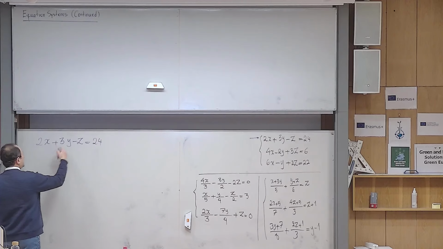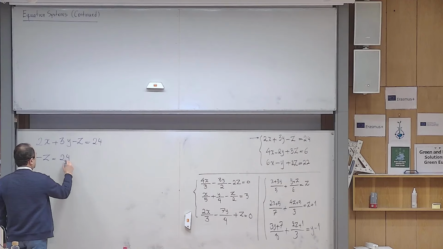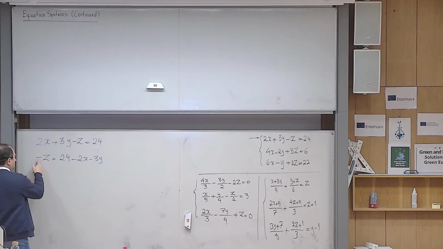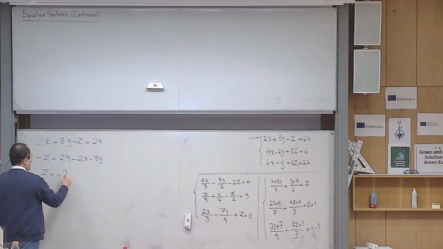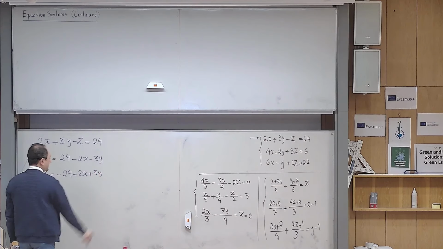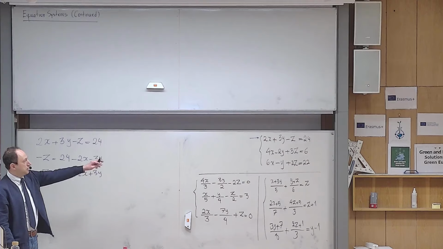So I will move these to the other side. So minus z becomes 24 is already there, minus 2x minus 3y. But I want to get rid of this minus sign, so I have to multiply or divide, it doesn't matter in this case, by minus 1. So then it becomes z. If I divide this by minus 1, it becomes minus 24. This becomes positive 2x. This becomes positive 3y. So that is the equation I used.